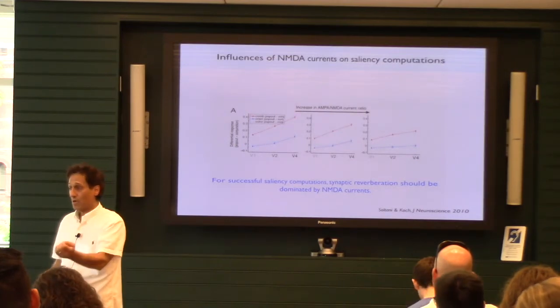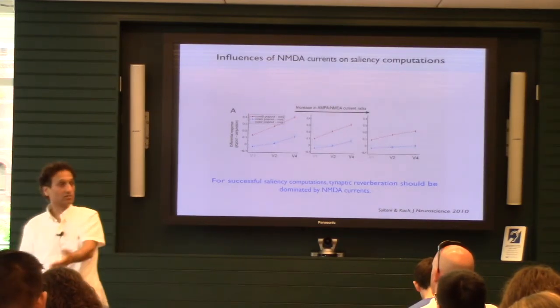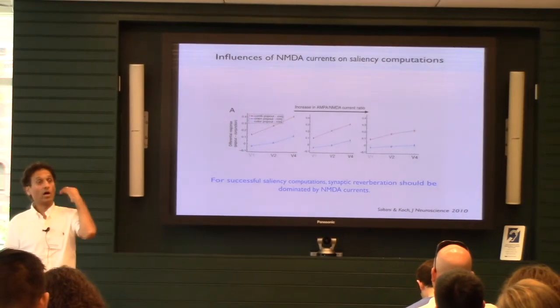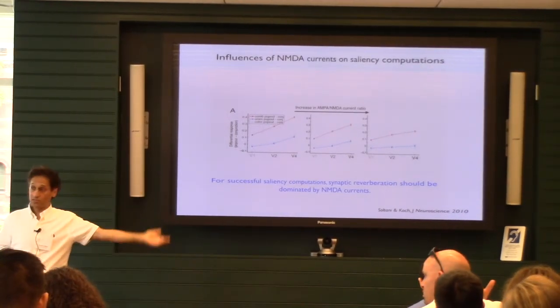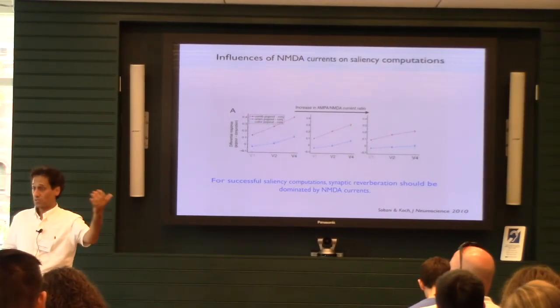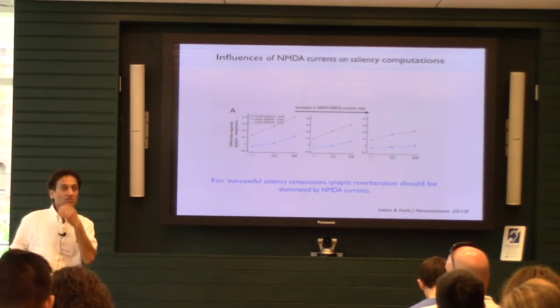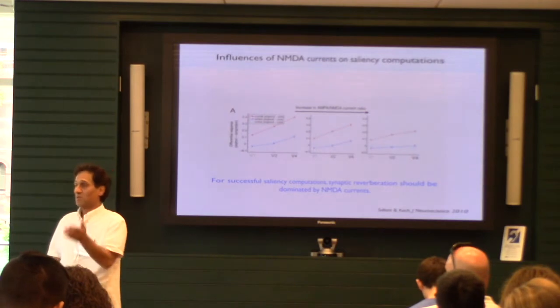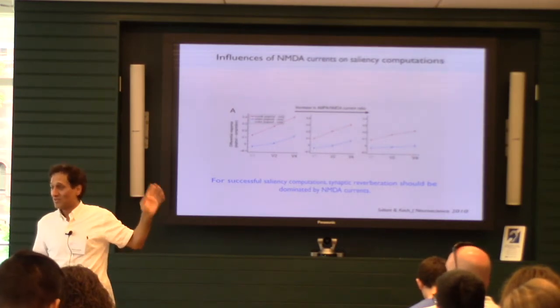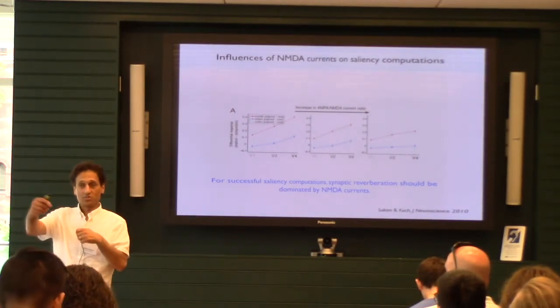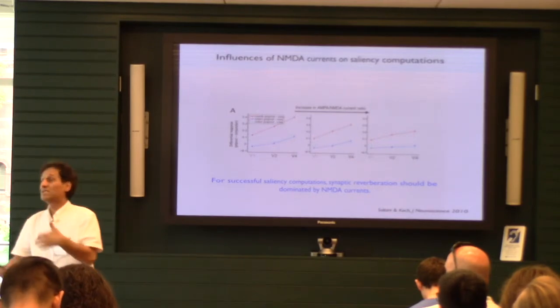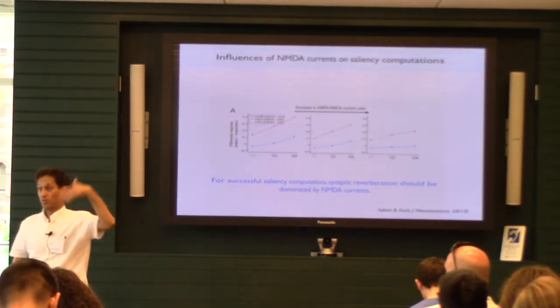If you have too much AMPA, you cannot perform saliency computation. Okay? So I would predict that areas that are important for saliency computation should have more NMDA than AMPA, or that the balance needs to be toward NMDA. The intuition for it is very simple. You could say you didn't have to do all this torture. Yep, NMDA has a longer time constant, and it can allow you to integrate information over longer time scales.